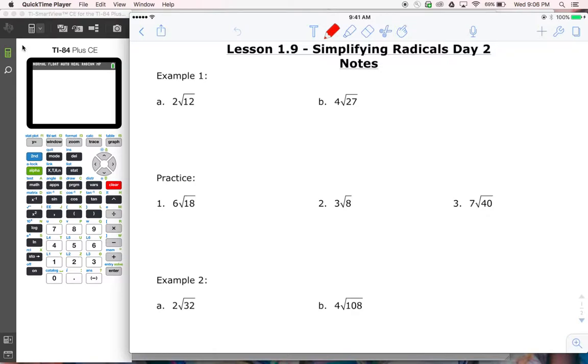All right. Yesterday we learned how to simplify radicals, and today we're going to keep going on with that process, only today you might notice that we have numbers in front of our square roots. The process is still the same though, so let's talk about those here in just a second. We're going to start with the first one here.